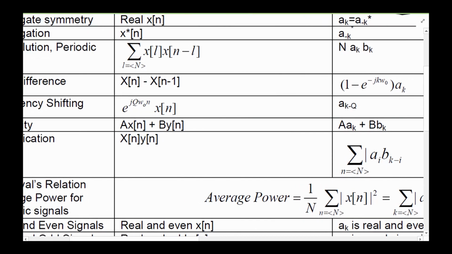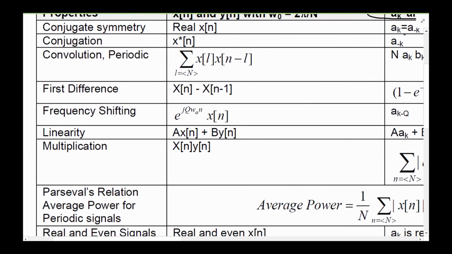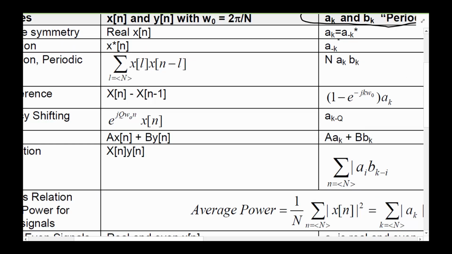And more generally, this is called the first difference, but frequency shifting is always useful. Sometimes we want to take our signal and shift it in frequency in one direction or the other direction. In this particular case, we're shifting it by q omega 0 n, and that q basically would tell us the a of k for the new function would be a of k minus q.